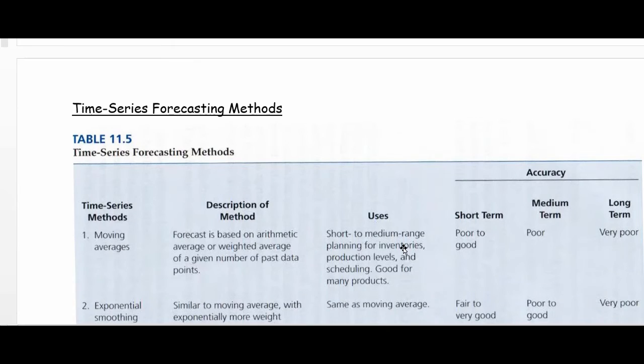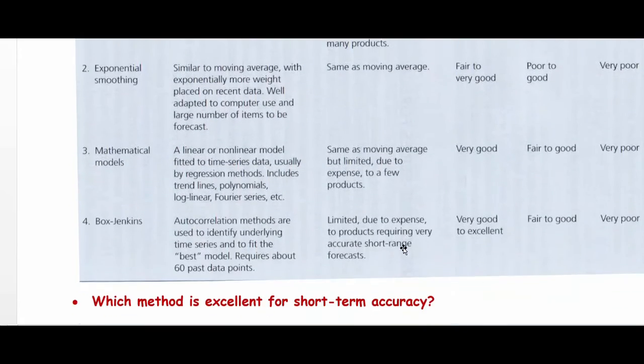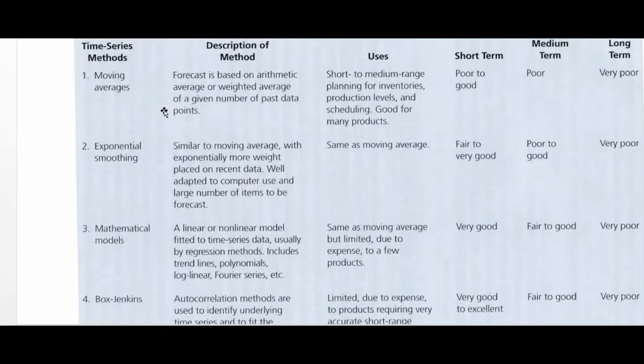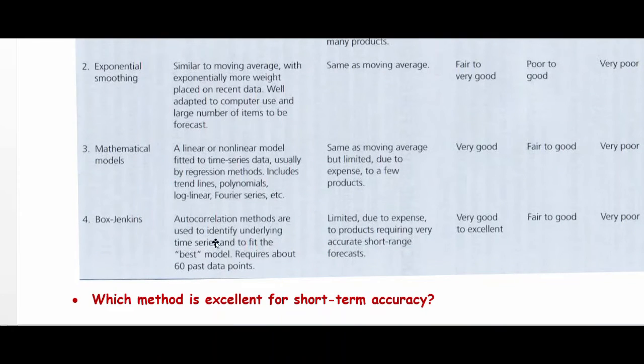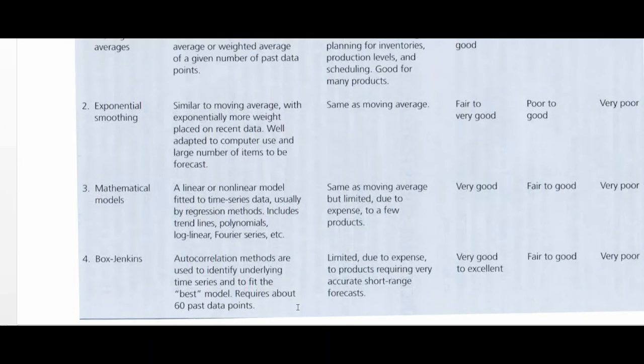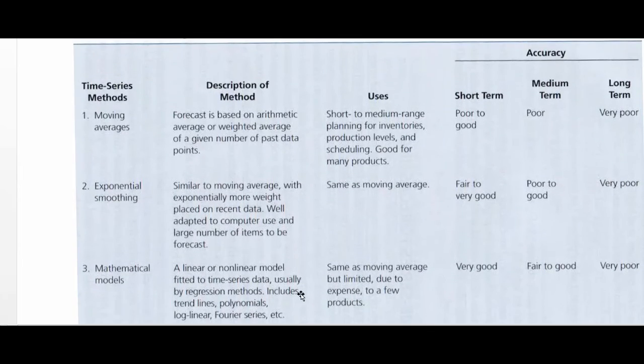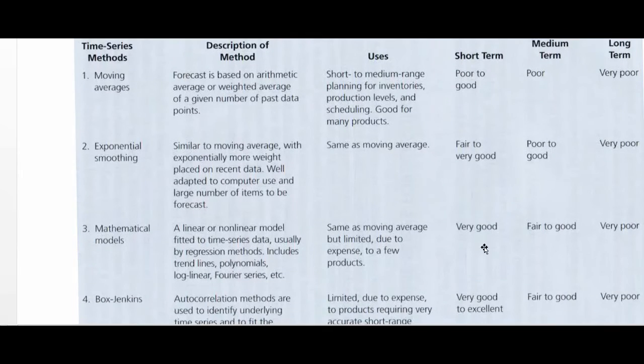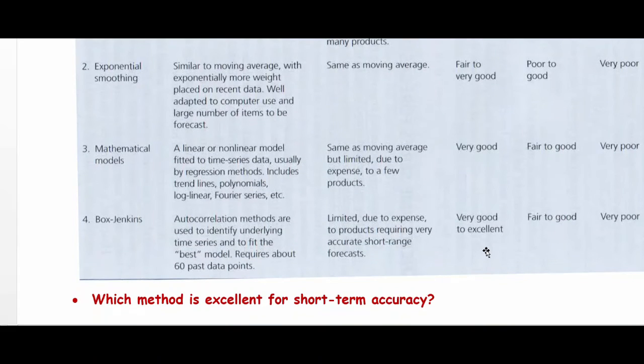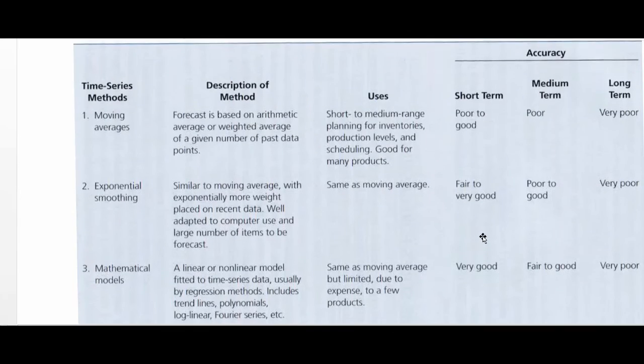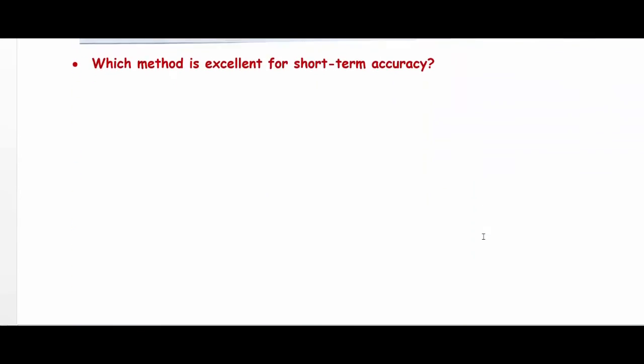We have time series forecasting methods. We've already talked about the moving averages. My question to you is, which method is excellent for short-term accuracy? So I go up here and I say, here's accuracy, here's short-term. Nope. Better. Oh, better. Very good. That's what we want right here. We want to use the Box-Jenkins method if we were doing that. So not a big one here.